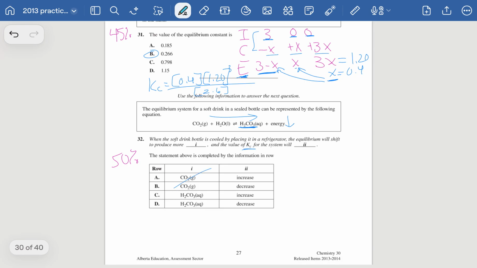And then temperature is the only thing that can affect Kc. So if there was any other shift, Kc would stay the same. But because we are making more product, if you have more product, Kc goes higher. So Kc is going to increase.